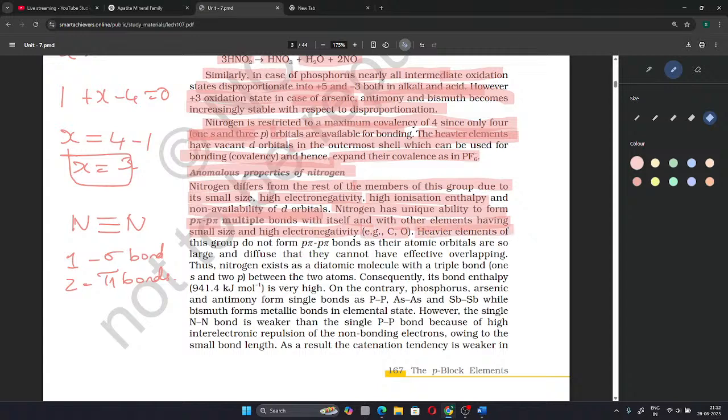C and O, heavier elements of their group do not form pi bonds, as their atomic orbitals are so large and diffuse that they cannot have effective overlapping. Heavier elements of this group do not form p pi bonds, as their atomic orbitals are so large and diffuse that they cannot overlap effectively. Thus, nitrogen exists as a diatomic molecule with a triple bond.